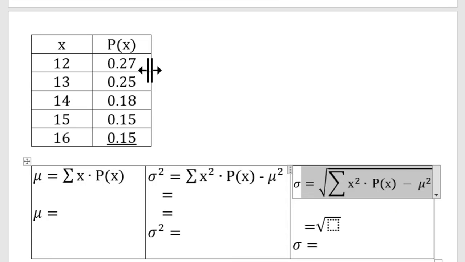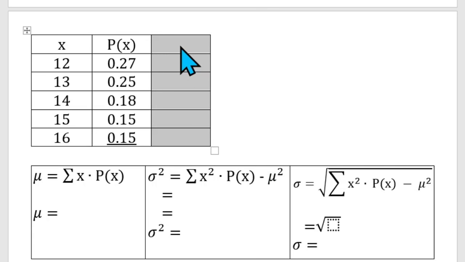Let us proceed to solve this problem. The first column, again, are the possible values. The second column are the corresponding probabilities. Let us add another column here, and we will denote it as the product of the possible value and its corresponding probability.